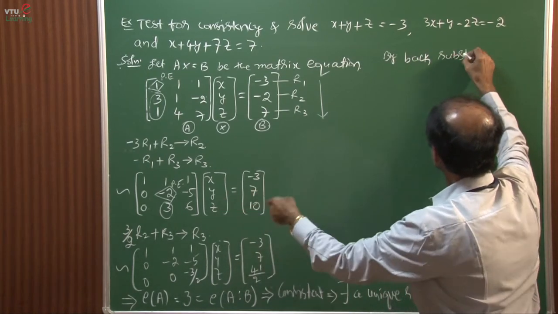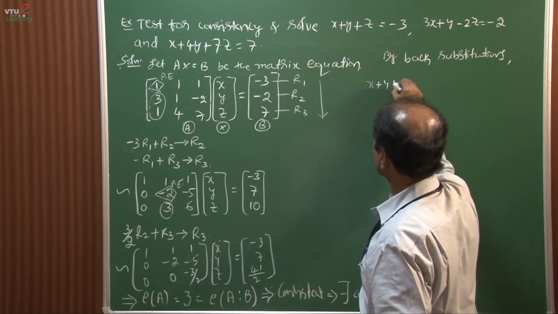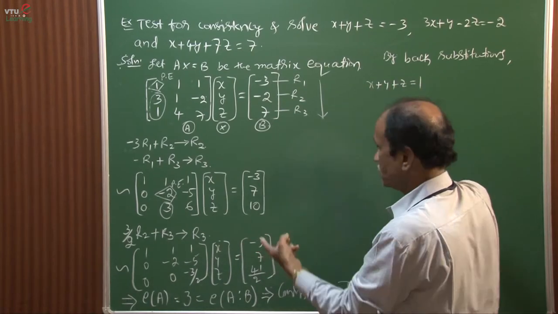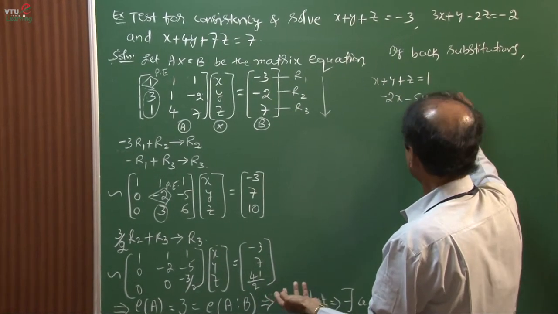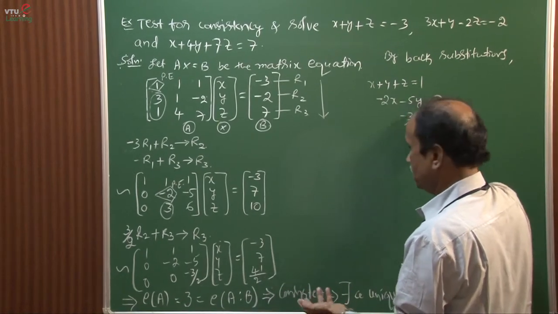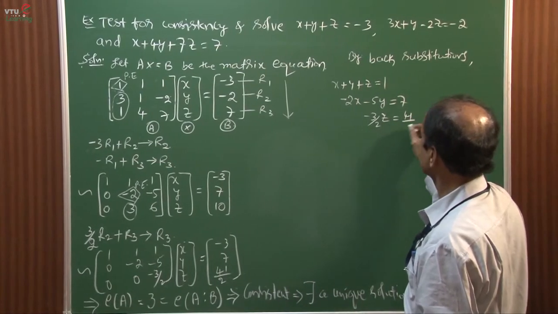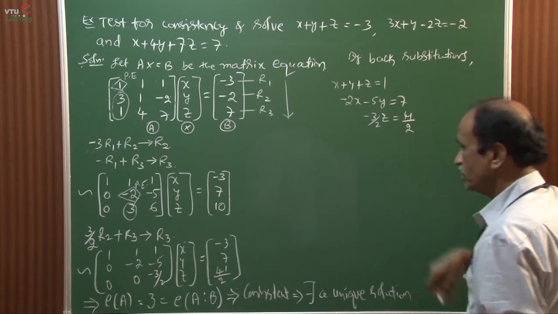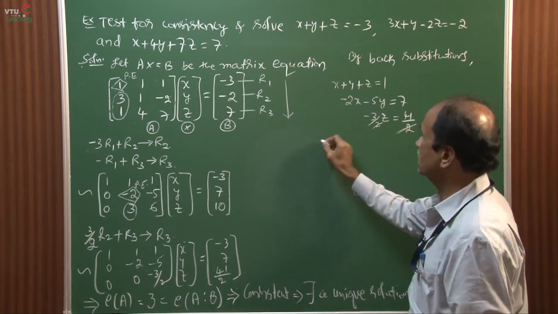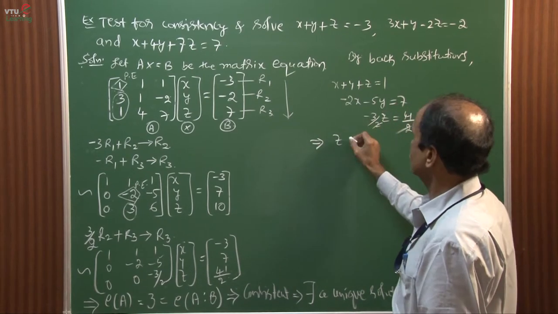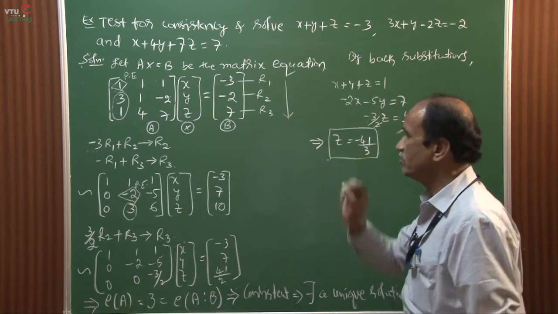you have to form the equations as x plus y plus z equal to 1, minus 2y minus 5z equal to 7, and minus 3 by 2 z is equal to 41 by 2. This is minus 3 by 2, z is equal to this much. Okay, 2 gets cancelled, implies z is equal to minus 41 divided by 3. This is the value of z.